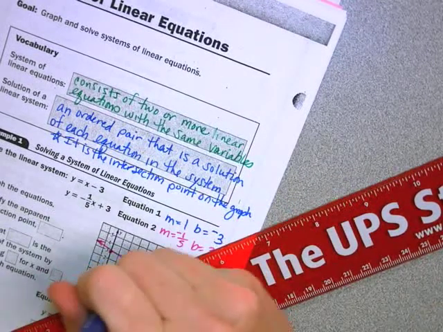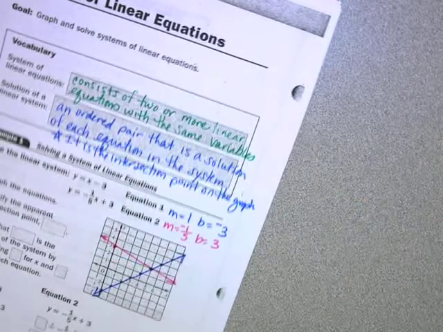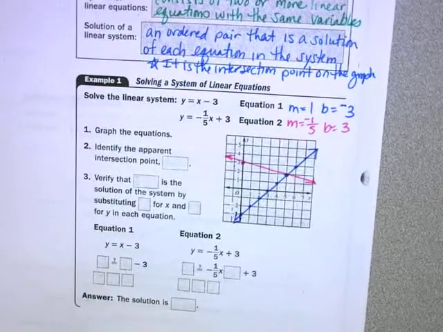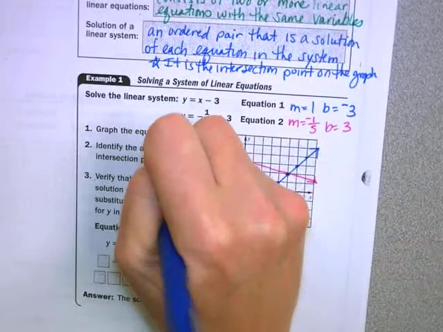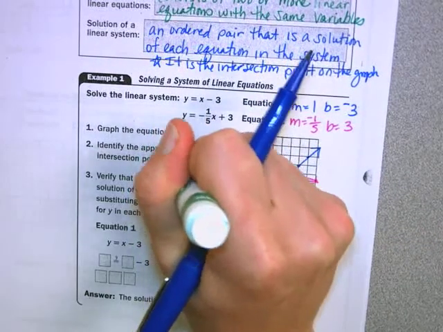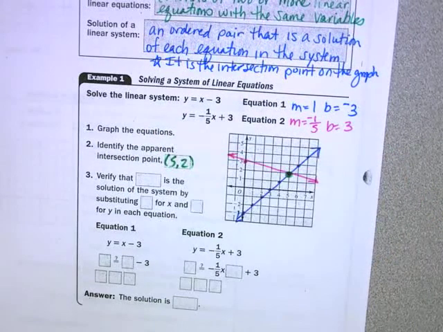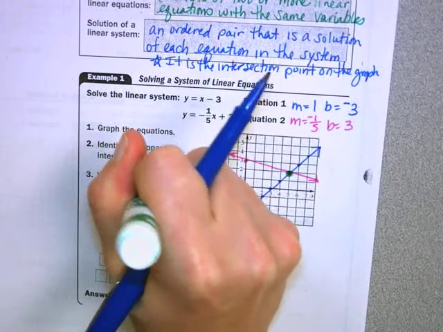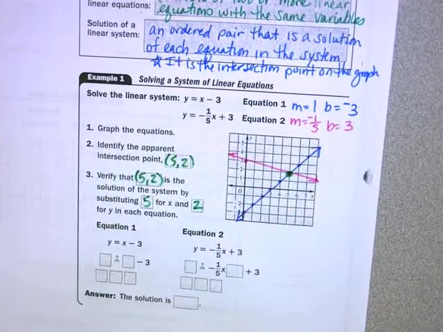That intersection point is a solution to both equations because everything on the line is a solution, remember. So what is that point? What are the coordinates of that point? That point is at 5, 2. I'm going to do it in a different color. 5, 2. That's that point right there. So we need to verify that 5, 2 is a solution in each one. And we're going to substitute 5 in for x and 2 in for y.